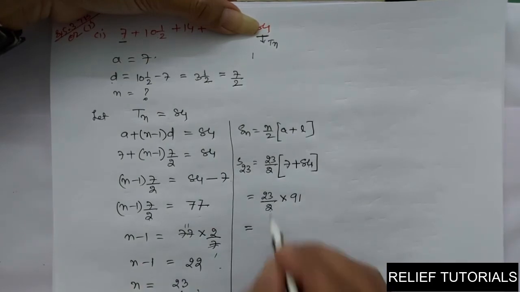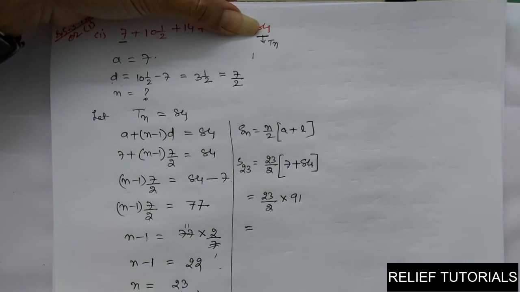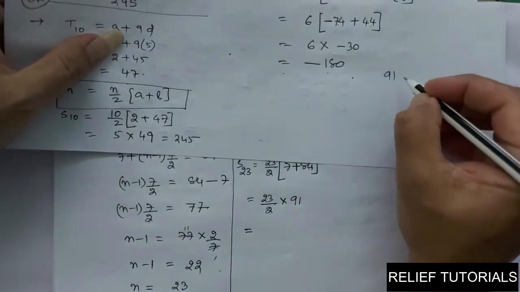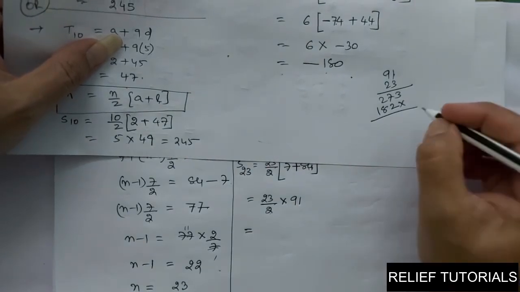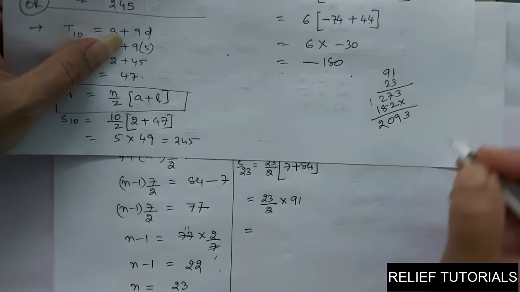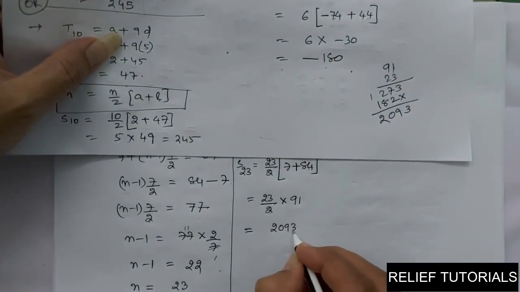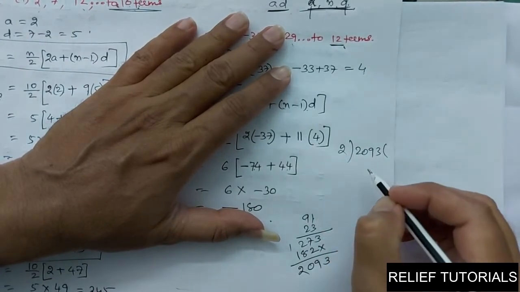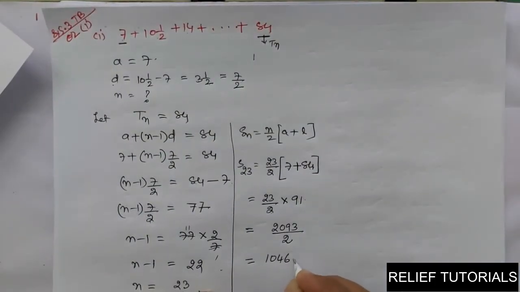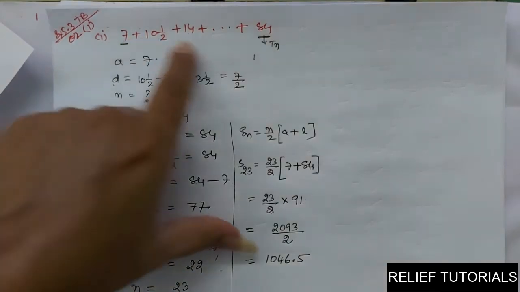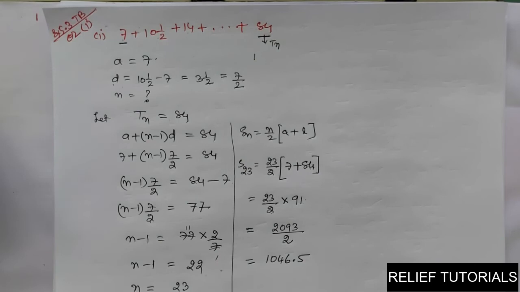So what we will do here is multiply 91 into 23. 1 3 is 3, 9 3 is 27, 1 2 is 2, 9 2 is 18. So 23 into 91 is 2093 upon 2. Now we divide 2093 by 2. 2 1s are 1 time, 0, 9 how many times? 4 times, 13, how many times? 6 times, 12, and 0.5. So 1046.5. So the answer is 1046.5, the sum of the first 23 terms of this series.